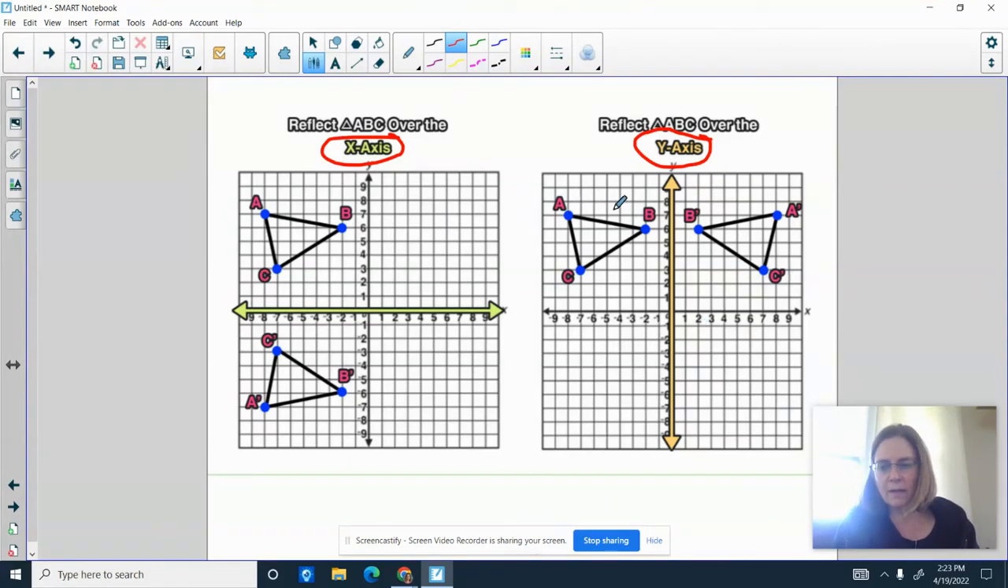I start on the A and I count how many units away from the y-axis the A is. 1, 2, 3, 4, 5, 6, 7. It's 8 units away from the y-axis. So A prime is going to be 8 units on the other side of that y-axis. 1, 2, 3, 4, 5, 6, 7, 8. And there is A prime right there. All right, so I keep doing that until, again, I create all 3 points and draw my triangle to create the exact image, just flipped over the y-axis.